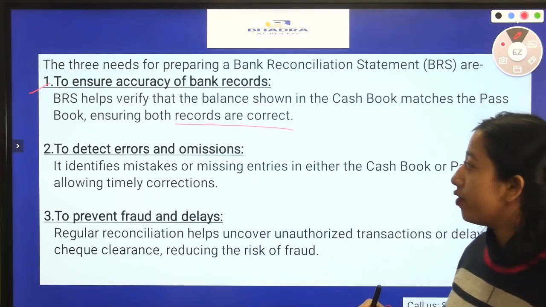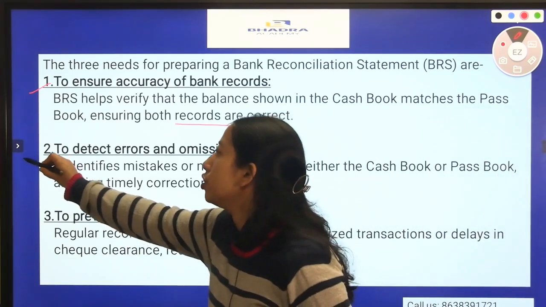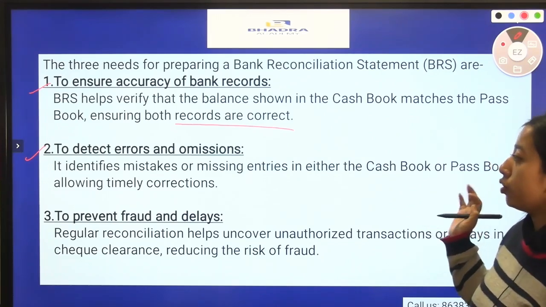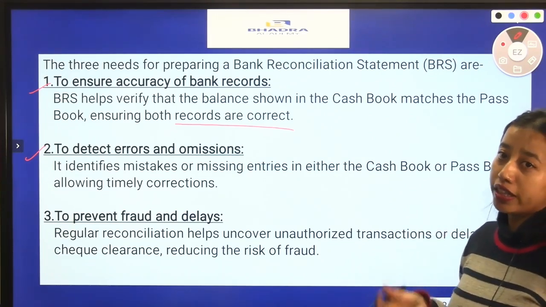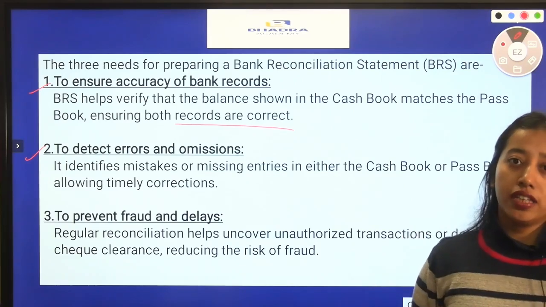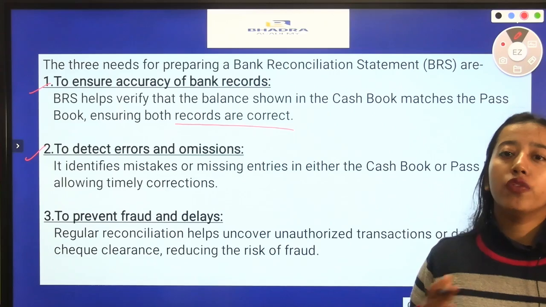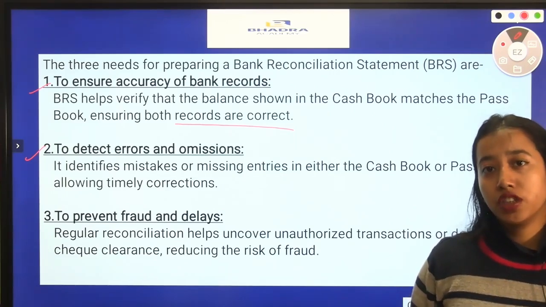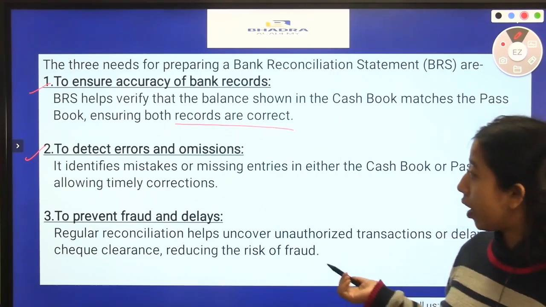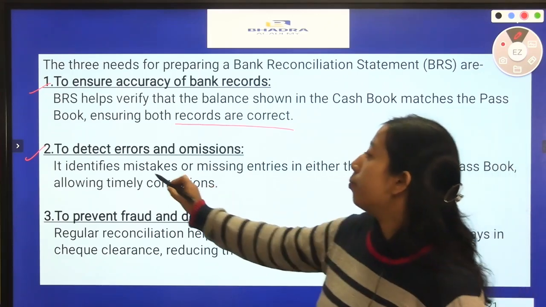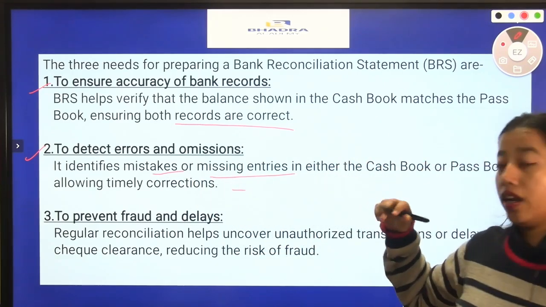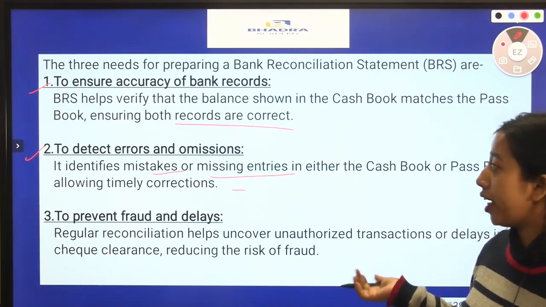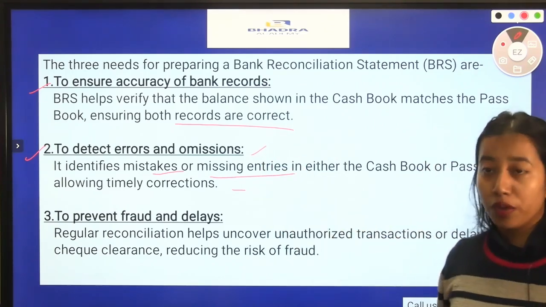The next need is to detect errors and omissions. It identifies mistakes or missing entries in either the cash book or passbook, allowing timely corrections. While preparing a bank reconciliation statement, we compare the balances of both the cash book and the passbook. When there are mismatches, we will know that it might be because of certain mistakes or missing entries as well. So preparing a bank reconciliation statement helps to detect errors and omissions.